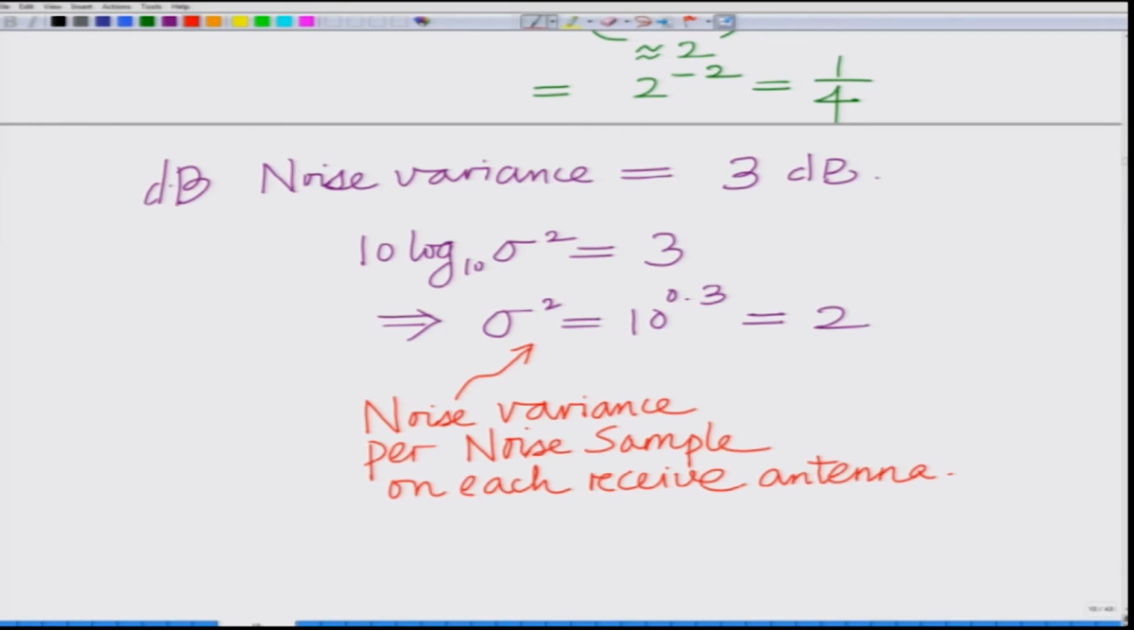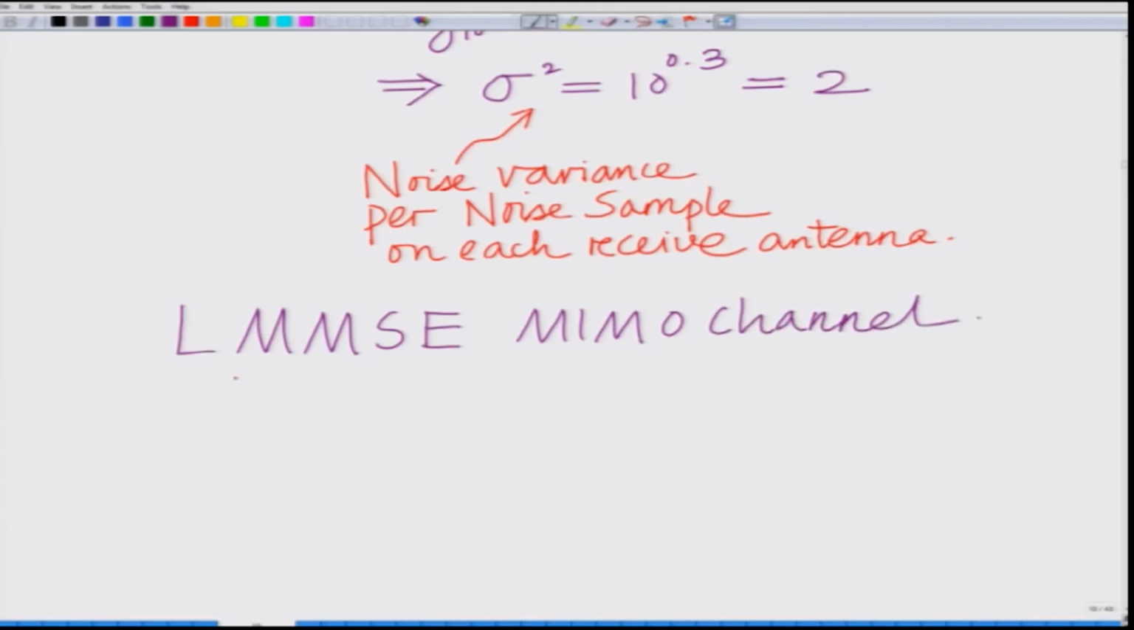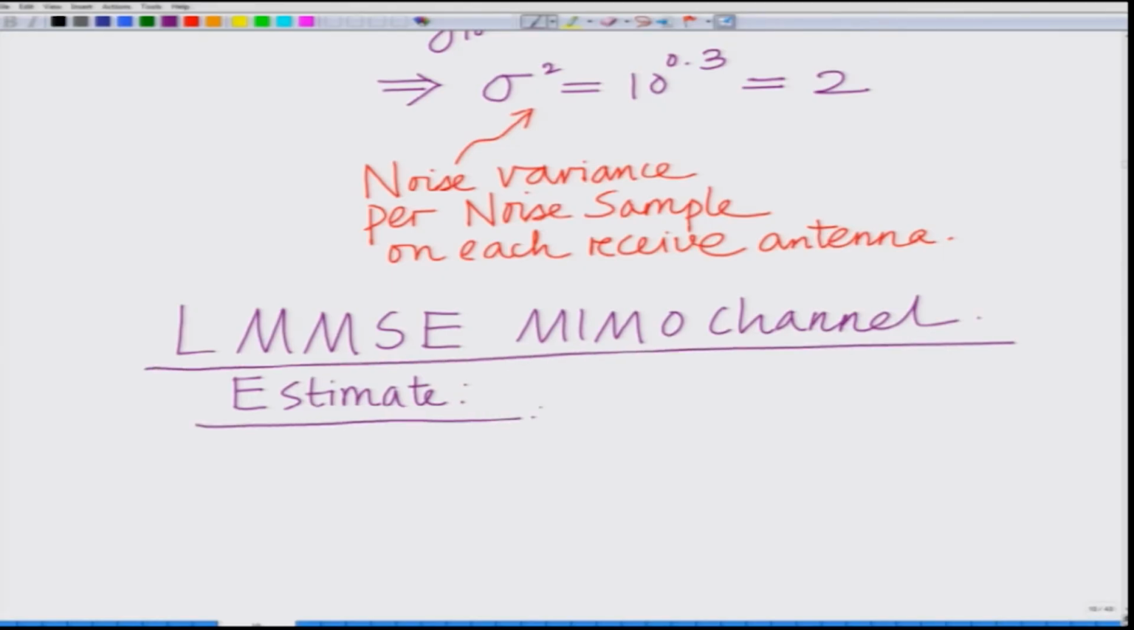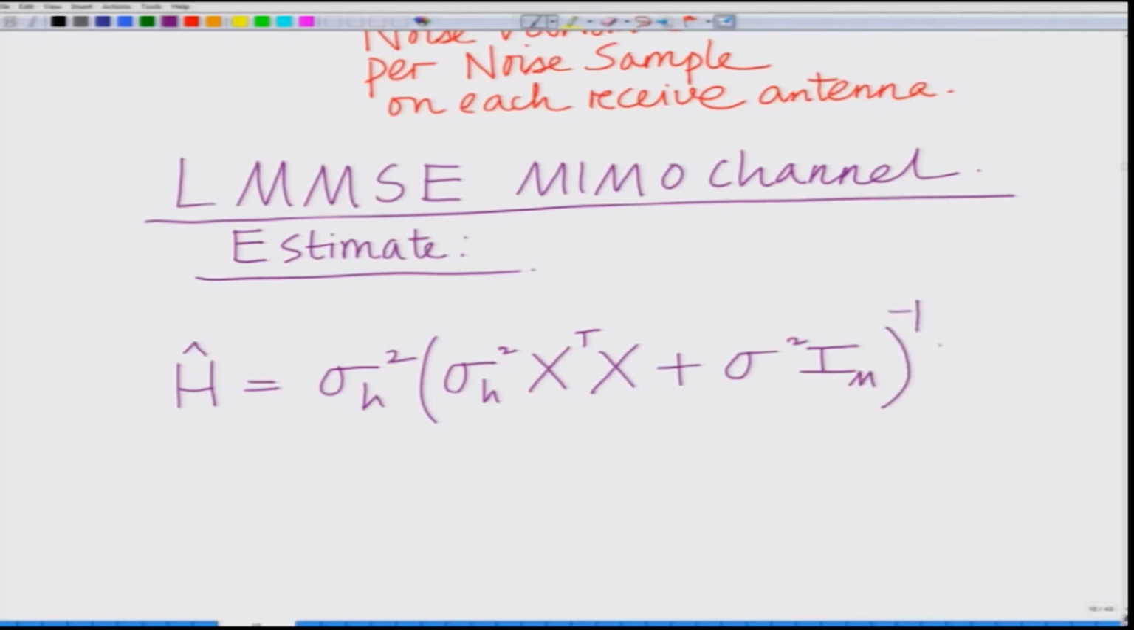Now, let us compute X transpose. First let us simplify the LMMSE channel estimate. Now, we have to compute the LMMSE MIMO channel estimate. Remember, it is LMMSE in general, and MMSE if it is Gaussian. That becomes H hat equals sigma h square times X transpose X plus sigma square times identity of size m cross m, inverse, into X transpose y. We will just simplify this a little bit.